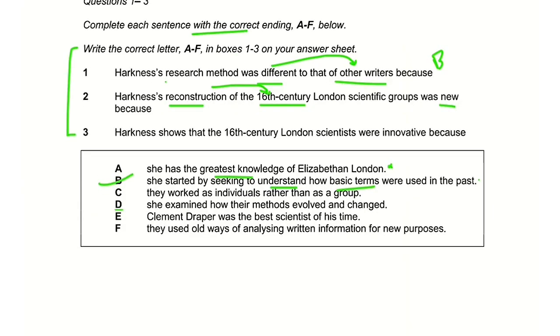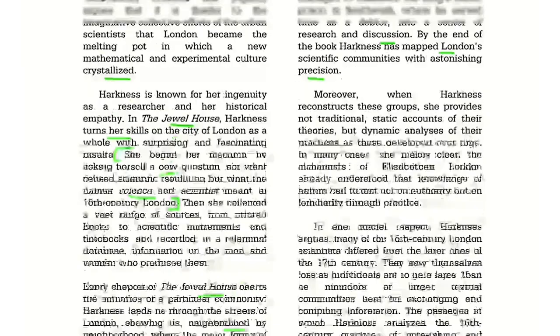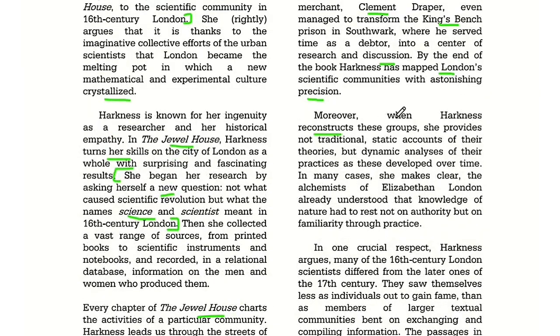So till now, they have not mentioned anything about the reconstruction of the 16th century. Moreover, when Harkness reconstructs these groups, she provides non-traditional static accounts of their theories, a dynamic analysis of the practices as these develop over time. In many cases, she makes clear the alchemists of Elizabethan London already understood the knowledge of nature had to rest not on authority but on familiarity through practice. Here, the reconstruction is clearly mentioned.